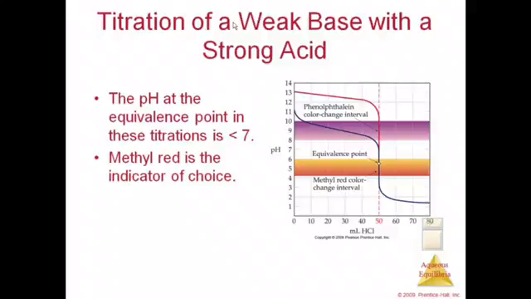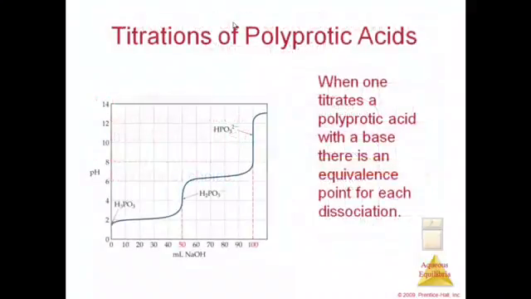And so I've got a lot of methyl red and phenolphthalein indicator in my cabinet. Those are the two that are preferred for these types of titrations, okay? And then they end the section with a review of polyprotic acids.